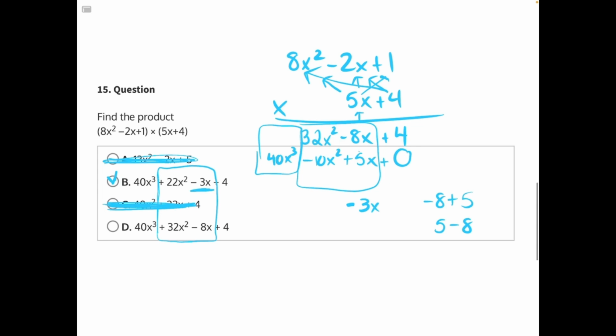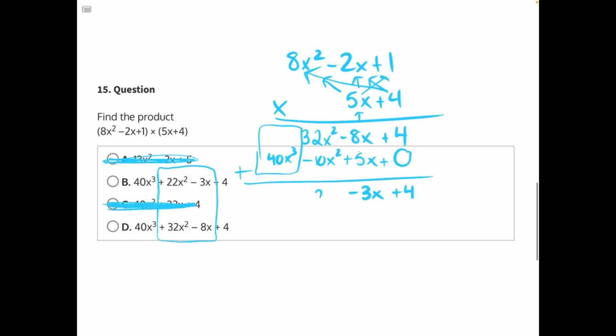But for the sake of the video, let me go ahead and show you what all the math will look like. We would have positive 4, negative 3x. 32 minus 10 would give us 22x squared, and then we would bring down our 40x cubed, which matches answer choice B.